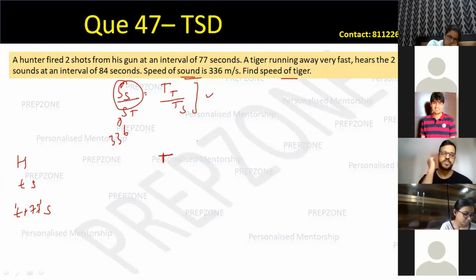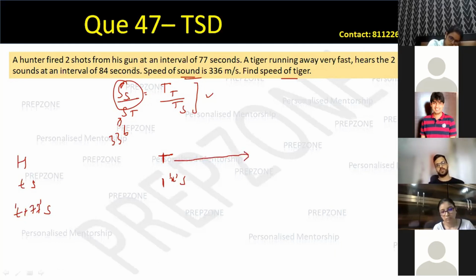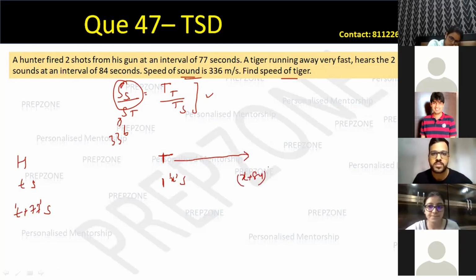The tiger was here earlier. He hears the 2 sounds at an interval of 84 seconds, which means the first shot, fired at t seconds, he hears at, let's say, x seconds. Let's say x is any time. He also runs away very fast, in the opposite direction, and he hears the second shot at an interval of 84 seconds, which means at x plus 84 seconds.